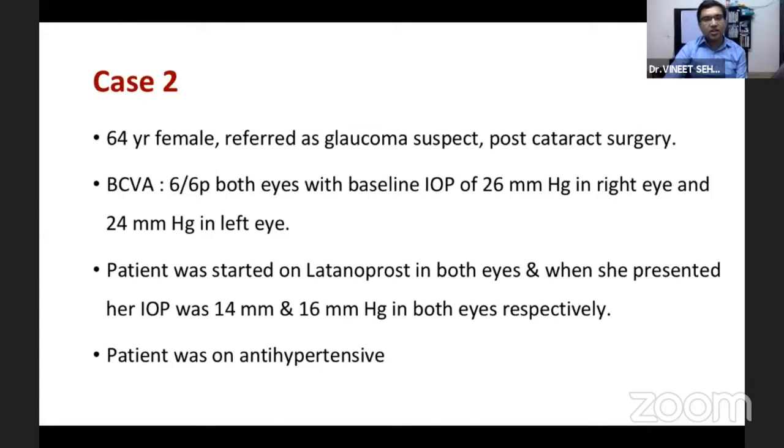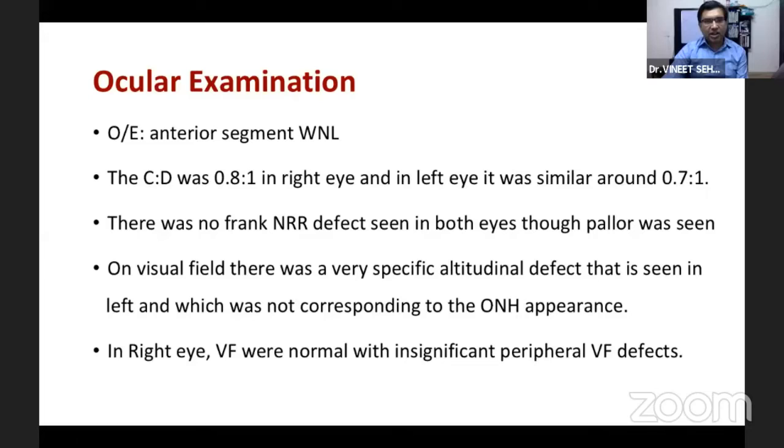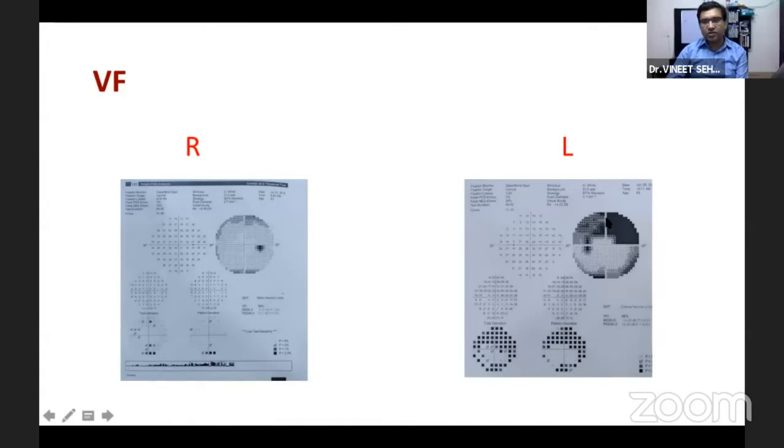it should be there as a hint towards any major vascular problem the patient may be having also. So the case 2 I would be sharing here, he was a 64-year-old male. He was having 6/6 vision in both eyes. The baseline IOP was 26. He was started on latanoprost earlier, and now the pressures were controlled. On examination, everything seems to be nice. There was no frank neuroretinal rim defect, but when I saw the visual field, it was having very heavy defects in the left eye.